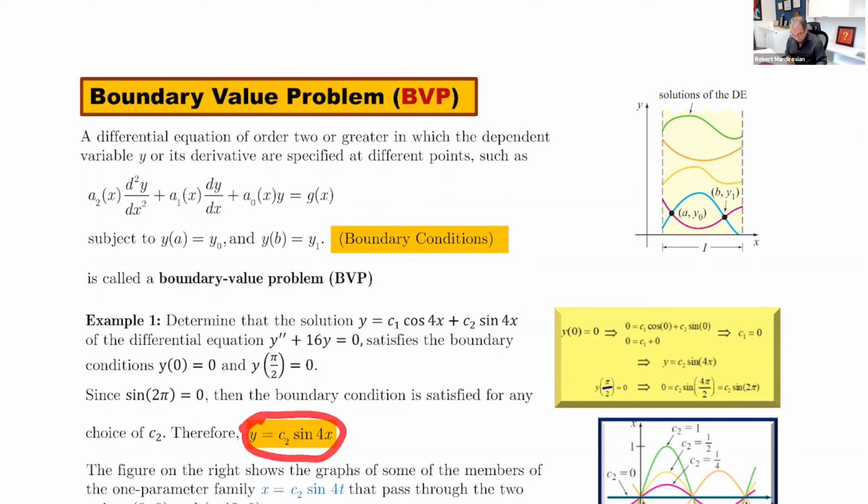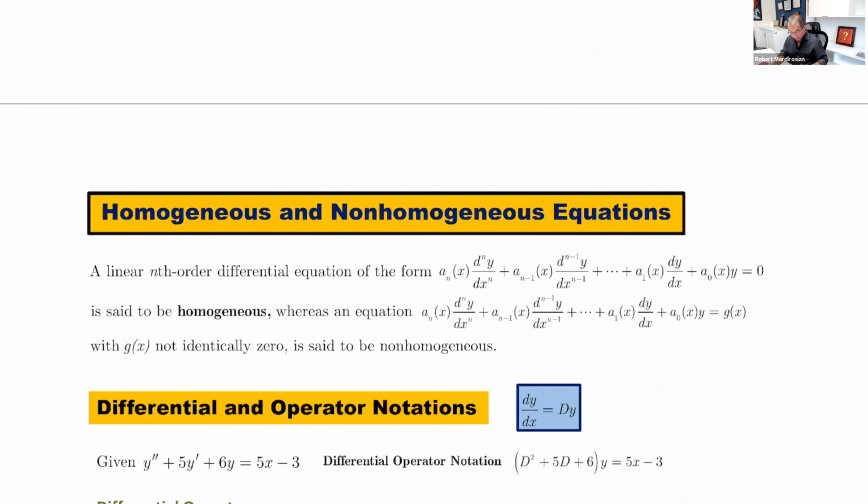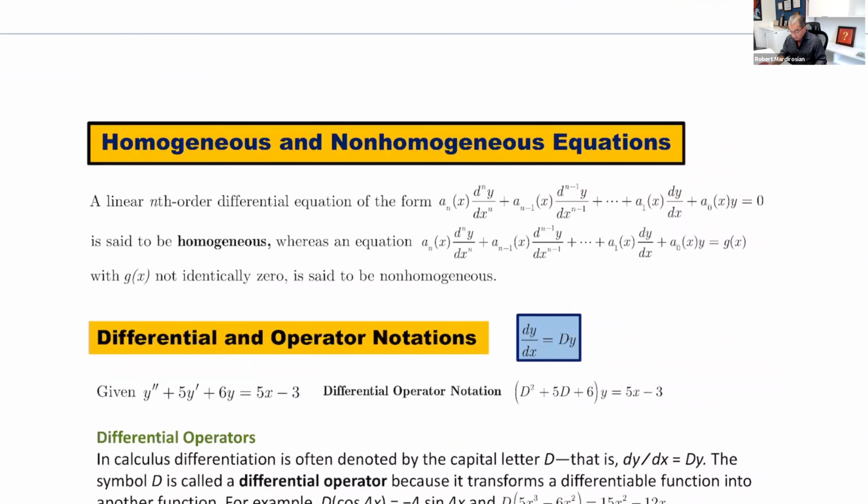So this is going to be a solution for this equation for any value of c2. You can just pick a value for c2 and try it, and you'll see it's going to work. So, homogeneous and non-homogeneous equations, we went over this.